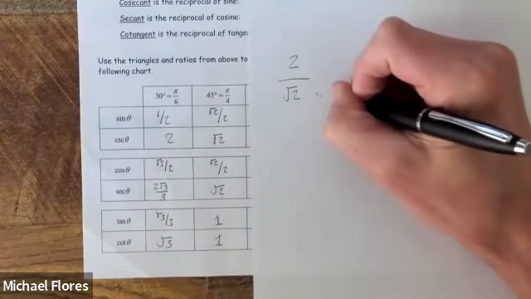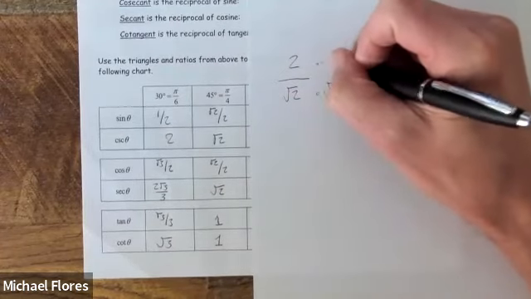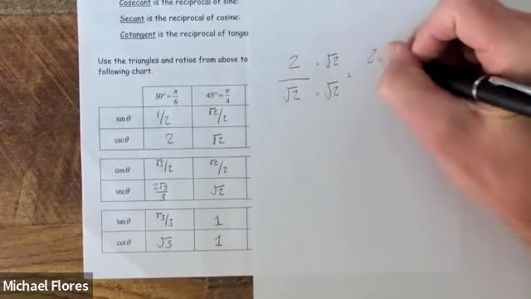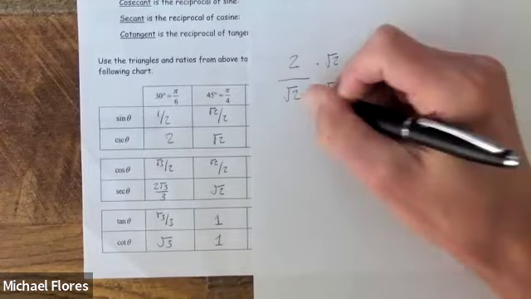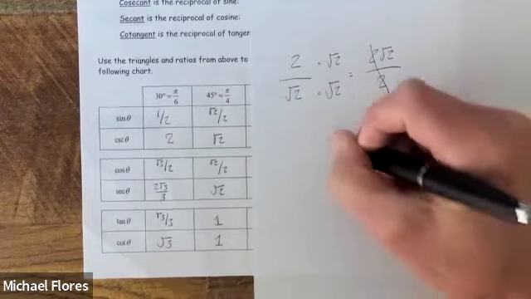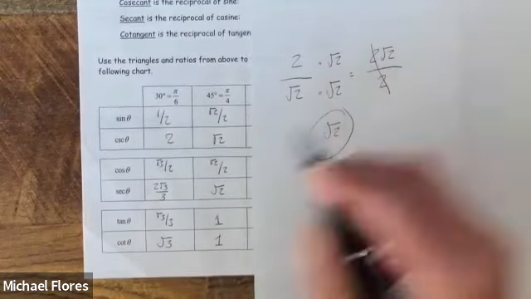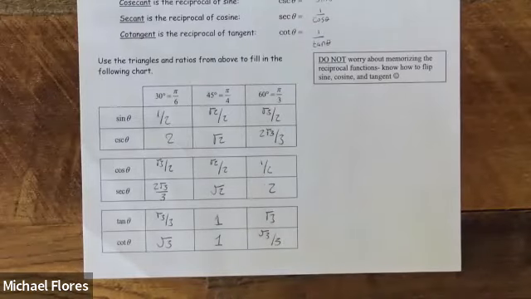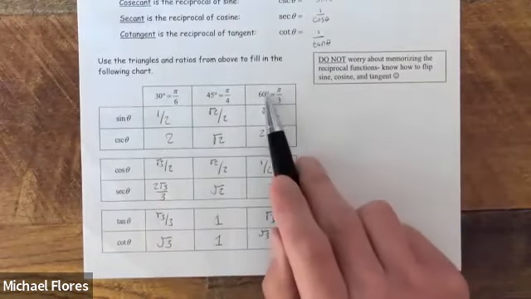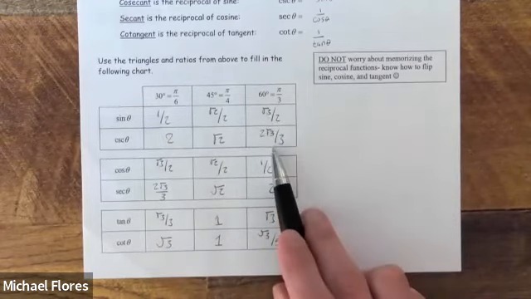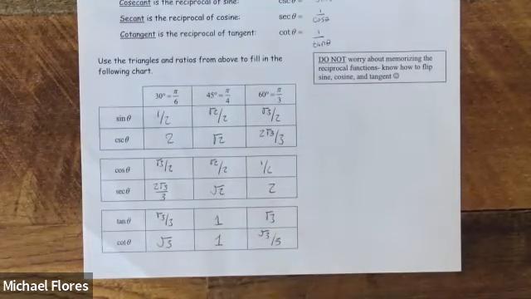But we cannot have a root in the denominator, so we need to rationalize. 2 times square root of 2. 2 times root 2. Those cancel, leaving you with the square root of 2. So that's why that's the square root of 2 there. All right, if sine of 60 degrees is root 3 over 2, then cosecant of 60 degrees is 2 root 3 over 3.